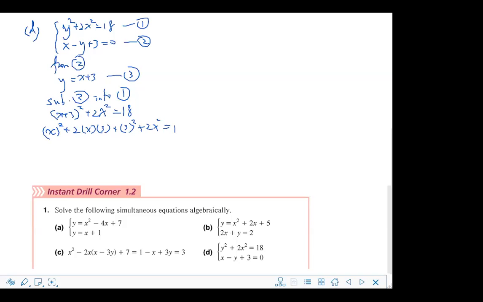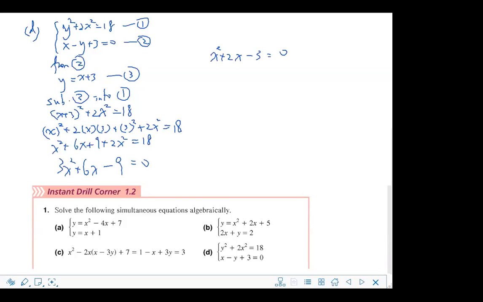Okay, and then the other things are copied. So we have x squared plus 6x plus 9 plus 2x squared is equal to 18. And then we simplify the like terms, 3x squared plus 6x, and then subtract the 18 to the left side, minus 9 is equal to 0. And there is a common factor, so we cancel the common factor 3. It becomes x squared plus 2x minus 3 is equal to 0.